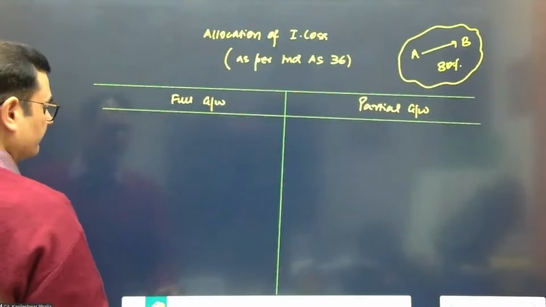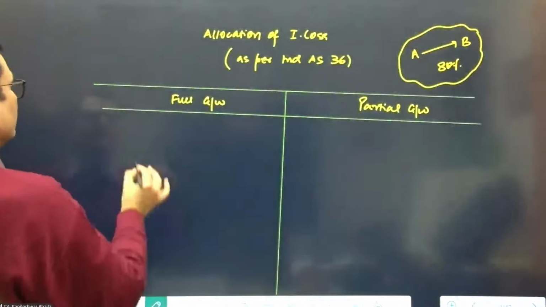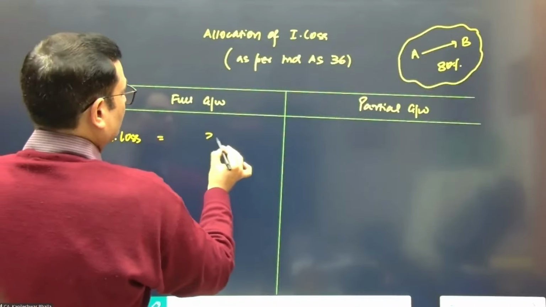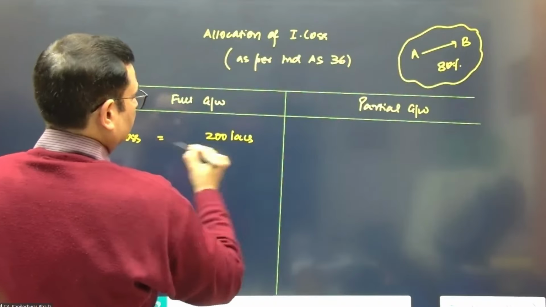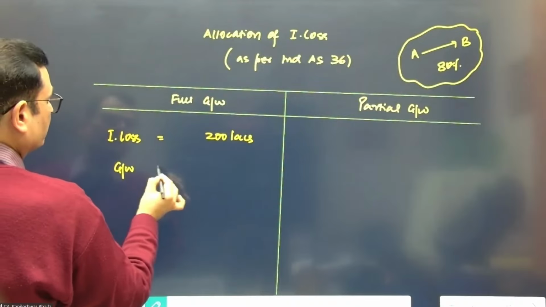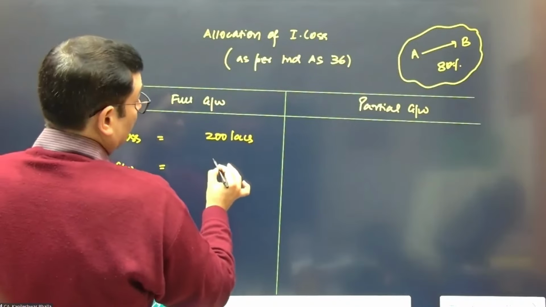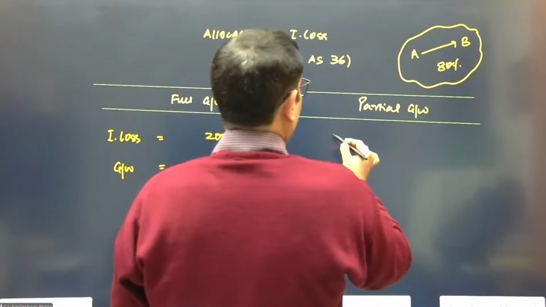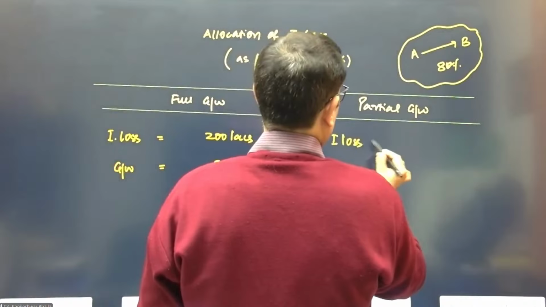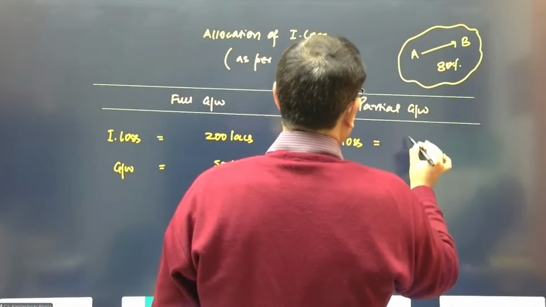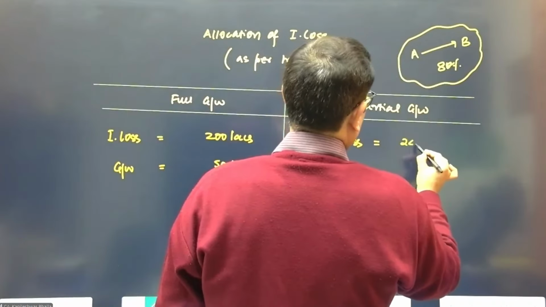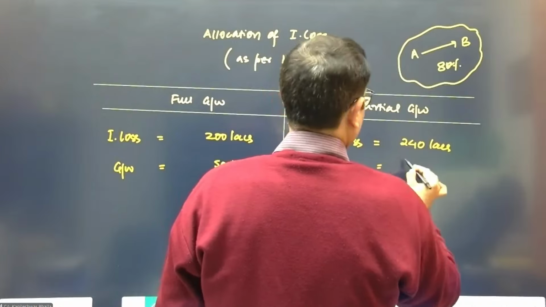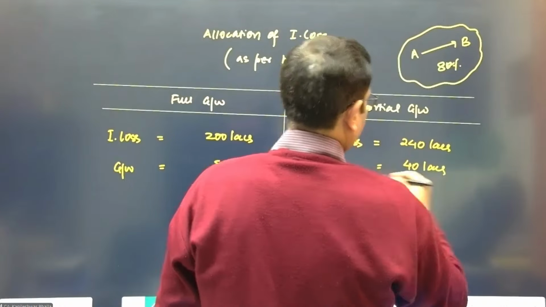Now let's consider that you identified the impairment loss in this case, let's say to the extent of 200 lakhs. Let's say the goodwill in this particular case is to the extent of, let's say, 50 lakhs. So here, let's say the impairment loss turns out to be, taking different figures, 240 lakhs. And the goodwill in this particular case is, let's say, 40 lakhs.